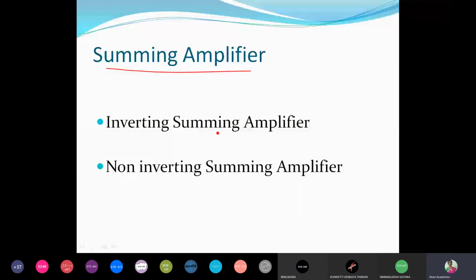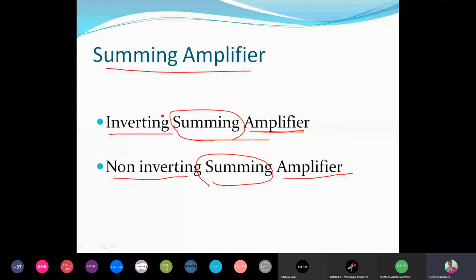Right. Summing amplifier. There are two modes, right? That means you know about the inverting amplifier and you know about the non-inverting amplifier, right? But here I have added one term, that is summing amplifier. Now, inverting summing amplifier and non-inverting summing amplifier.